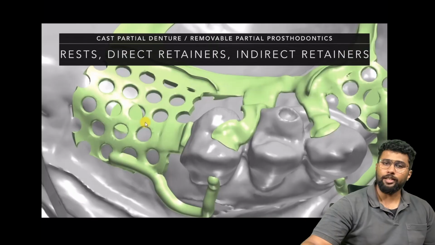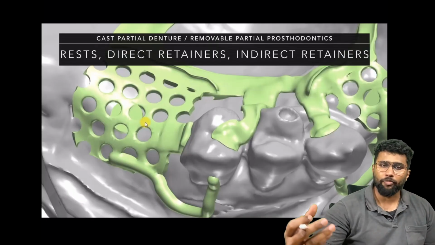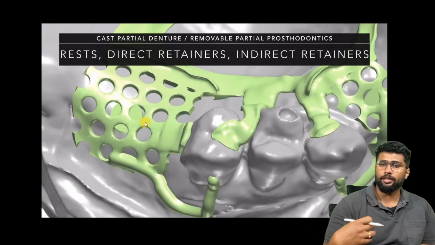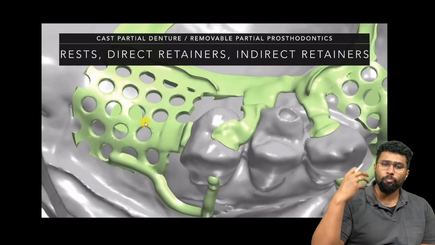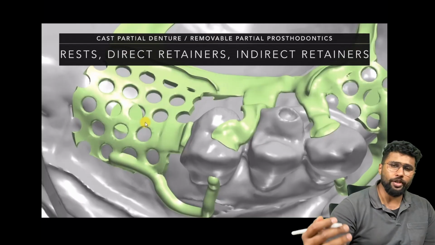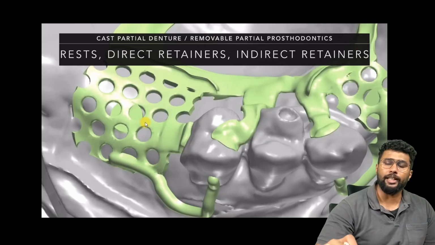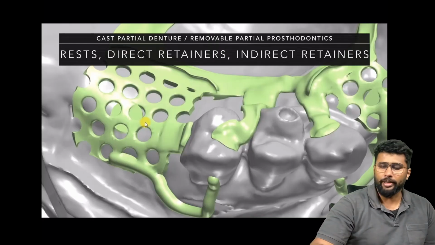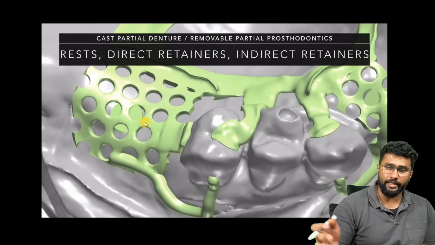Your direct retainers are the parts of the cast partial denture that are responsible for retaining the denture in place and not getting thrown out of the mouth or falling in the presence of gravity and sticky foods. Your indirect retainers work to prevent tipping movements. The methodology by which they do that, we will be discussing when we look at the indirect retainers in detail.